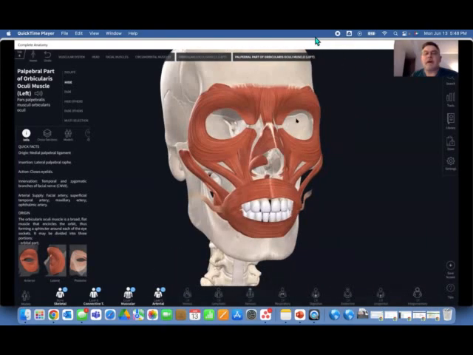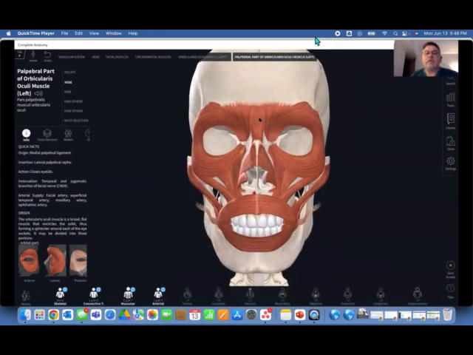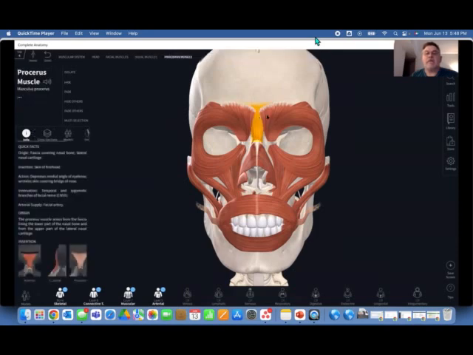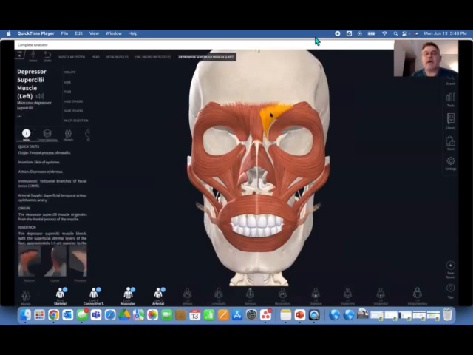Let's move up and look at the depressor supercilii and corrugator supercilii. Here, the origin of the depressor is the frontal process of the maxilla. It inserts in the skin of the eyebrow, and its action is depressing the eyebrows. I'm going to hide that.